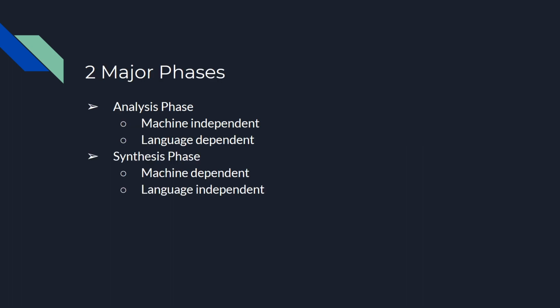There are two major phases for compiler. One is the analysis phase and another one is the synthesis phase. Analysis phase is machine independent and it is language dependent. That means it depends on the high level language which we are giving as the source. And synthesis phase is machine dependent and language independent. It means it depends on the machine level language.